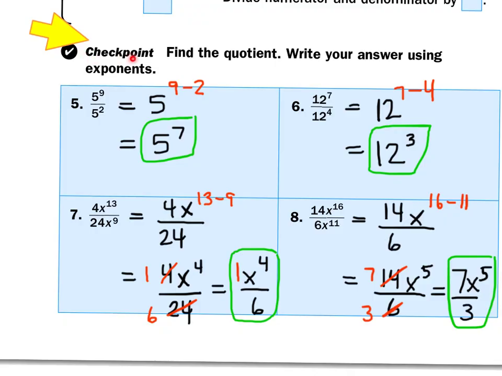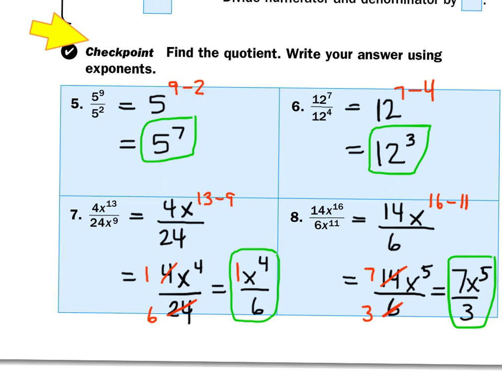Okay, so look at the checkpoint with me. Find the quotient, and then we're going to write our answers using exponents. So take a look at number 5. 5 to the 9th power over 5 to the 2nd power. The bases match, so I copied the base of 5, and then I did top minus bottom, 9 minus 2. So that gave me 5 to the 7th power.